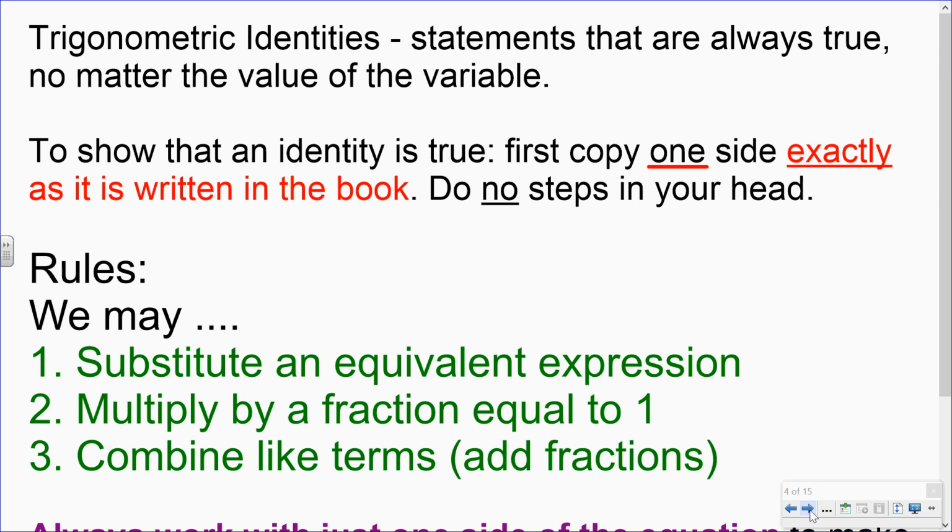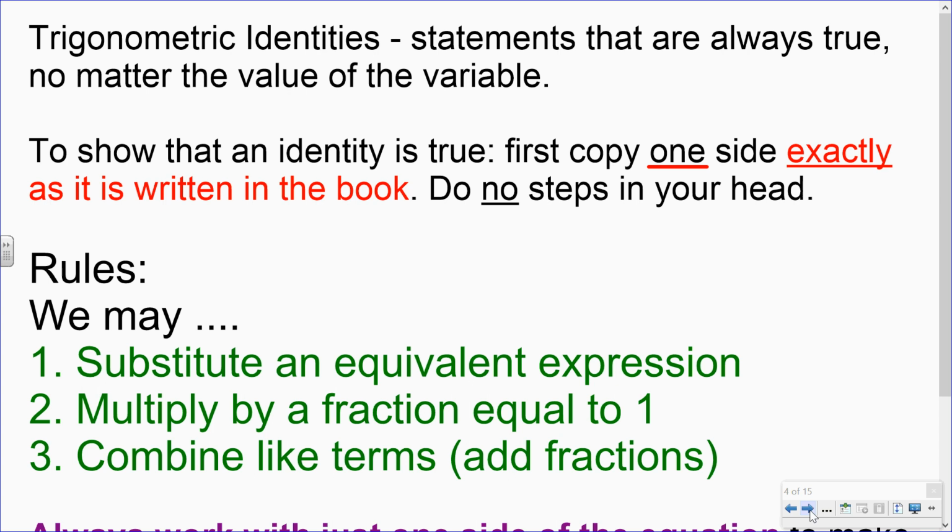To show that an identity is true, we are going to look at what they say, prove this equals this. And we are going to pick one side and write that down without any changes, exactly like it shows up in the book, but just one side of it. And usually it's going to be easier if we start with the messier side and try to simplify it to something that looks cleaner. Then we are going to do that first side equals something, equals something, equals something, and so on, equals the second side. So it's going to be one long equation.